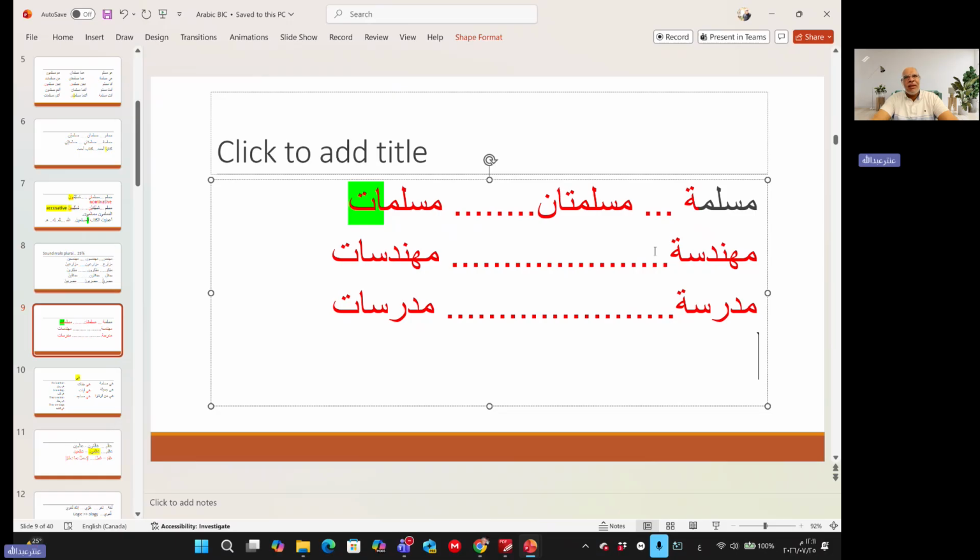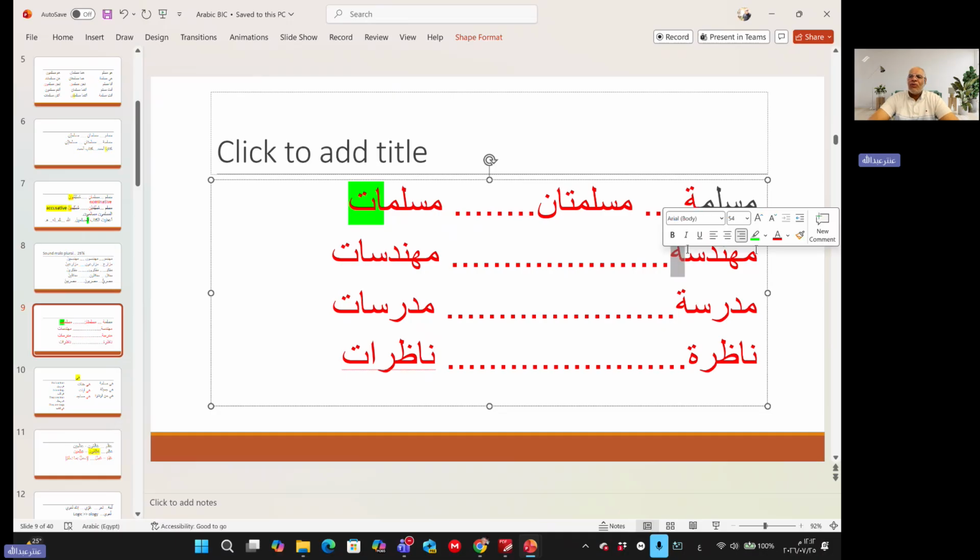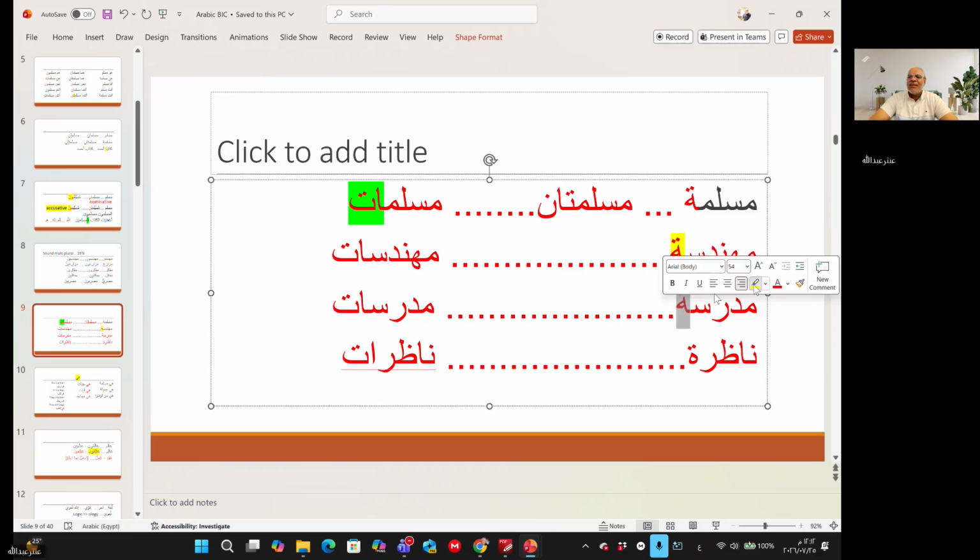Let's say the principal of a school, ناظرة. This would become ناظرات. Okay, principals or headmistresses of schools for females. So if you have a ta marbuta for the singular, the plural will be through dropping the ta marbuta and adding instead alif and ta. It is important to note that we drop the ta marbuta, but instead we add an alif and ta: مدرسات, مهندسات, ناظرات.